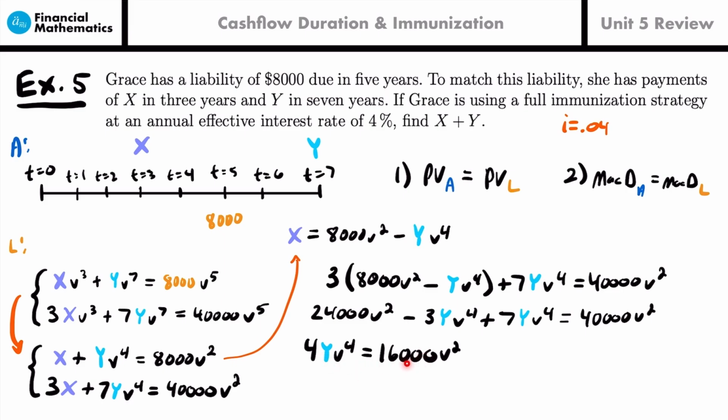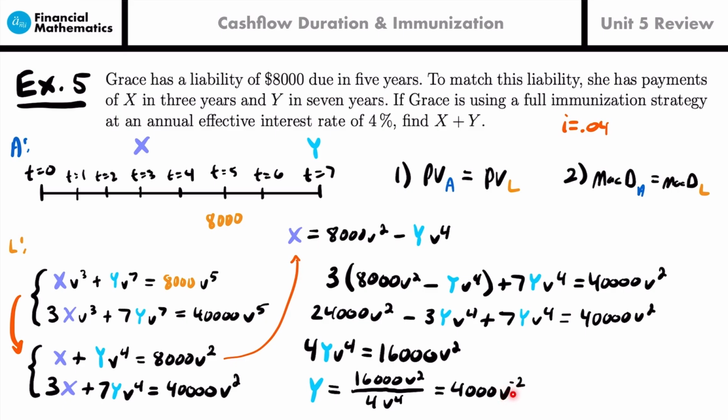We just need to divide both sides of the equation by 4 times v to the power 4. If you do that, you'll find that y is equal to 16,000 v squared divided by 4 v to the power 4. Now 16,000 divided by 4 is 4,000, and v squared divided by v to the power 4 will be v to the power of negative 2, right? So this would be equal to 4,000 v to the power of negative 2. V squared divided by v to the power 4 is v to the power of negative 2 because you subtract the exponents. 2 minus 4 is negative 2.